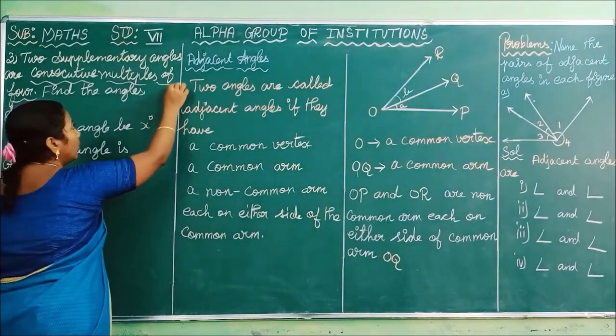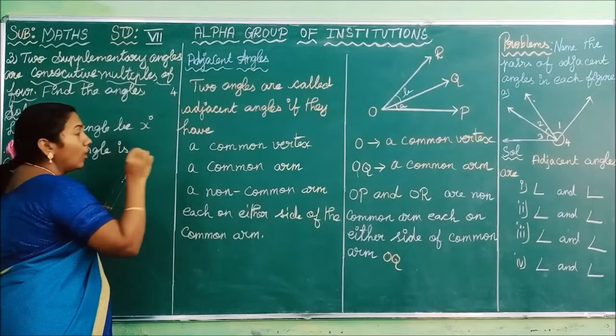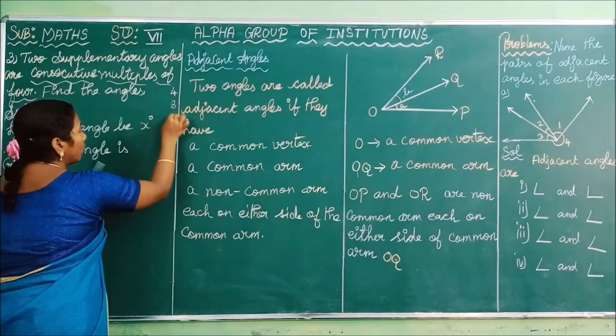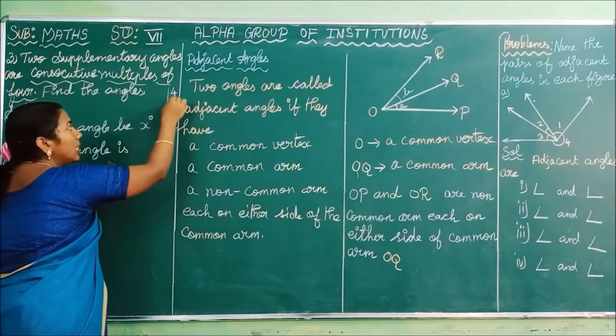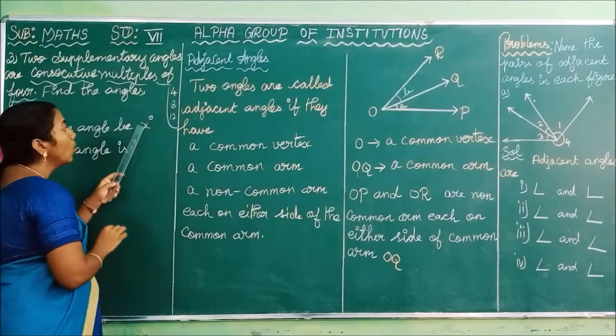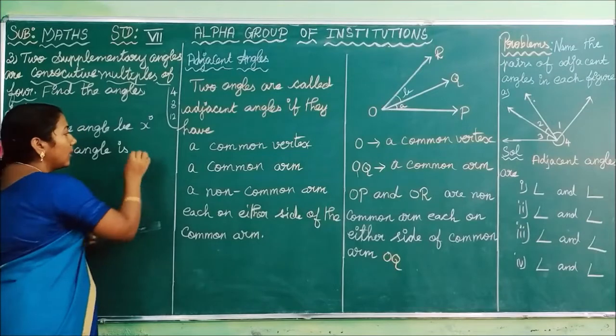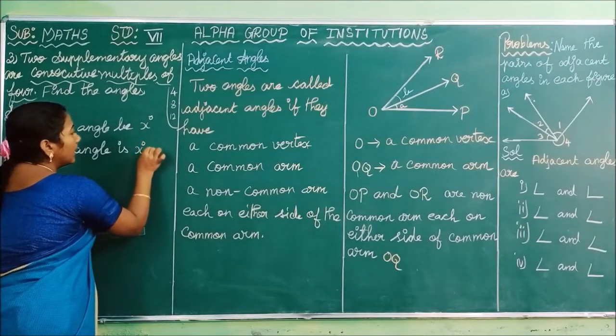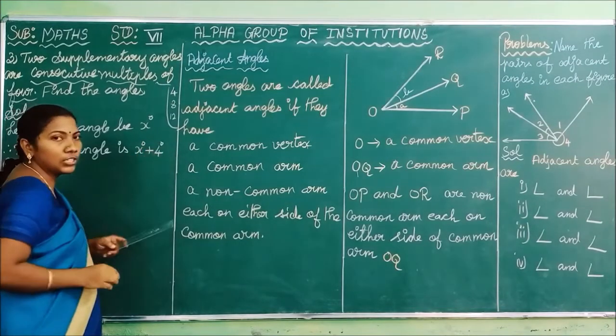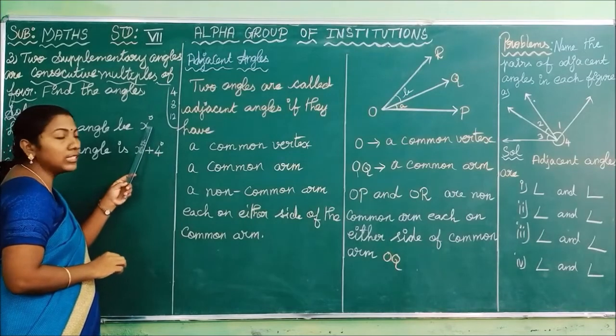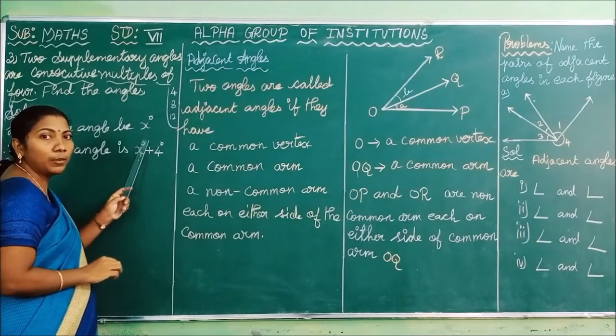We already did this in the multiples of 3. Okay, so 4, 8, 12. These are multiples of 4. Each differs by 4. So if one of the angles is x degree, what should be the next angle? x degree plus 4 degree. We understand, children? One of the angles is x, and what should be the next angle? x degree plus 4 degree.